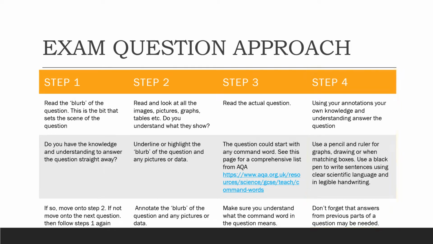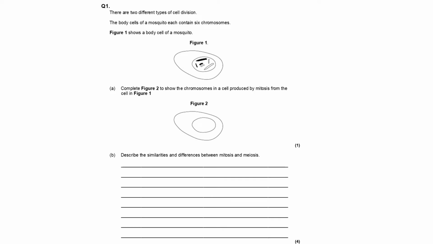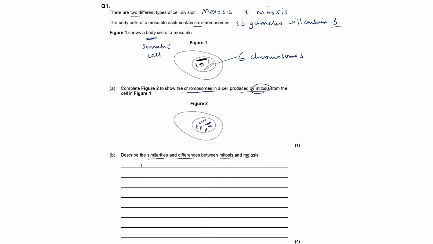So let's have a look at these questions. So, question 1. There are 2 different types of cell division. The body cells of a mosquito each contain 6 chromosomes. Figure 1 shows a body cell of a mosquito. And I can see it's got 6 chromosomes in there. And I have annotated my question recognizing that there's meiosis and mitosis. The body cells contain 6 chromosomes, so therefore gametes will contain half of that, which is 3. A body cell is also known as a somatic cell.